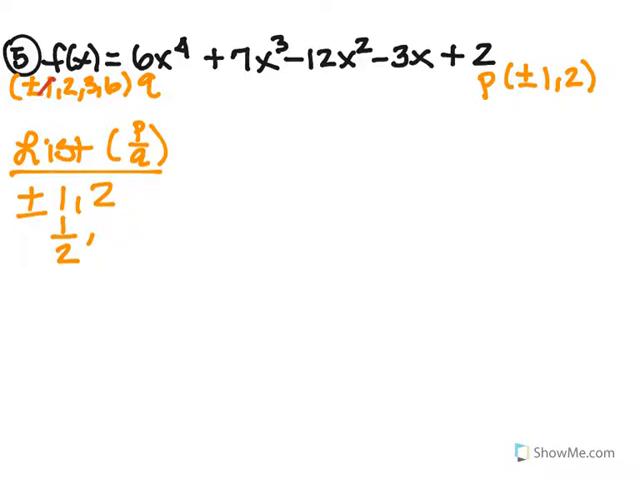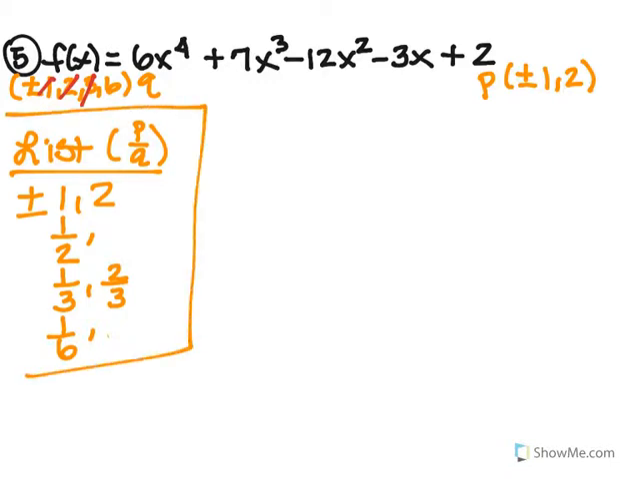Next bottom is going to be 3 on the bottom. And I can do 1 over 3 and 2 over 3. Last bottom is 6. I can do 1 over 6, but 2 over 6 reduces to 1/3, and you already have it, so I'm going to erase it. And that's my list. That's what I'm picking from.